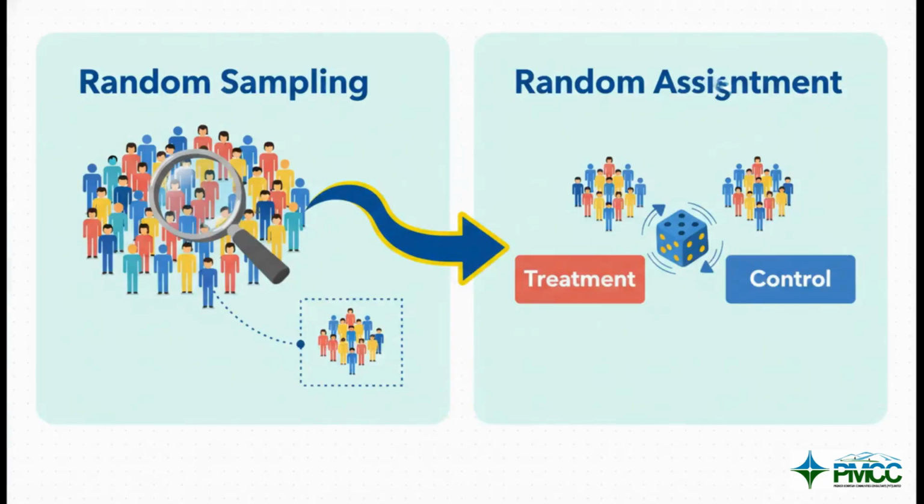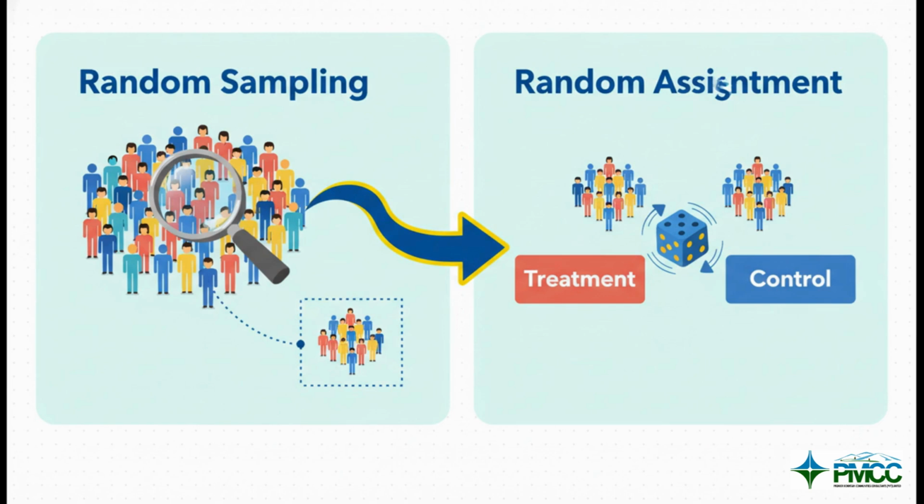Now, this is a really important point and a common trip-up, so let's be clear. Random assignment is not the same thing as random sampling. Random sampling is how we pick a representative group of people from a much larger population to be in our study in the first place.